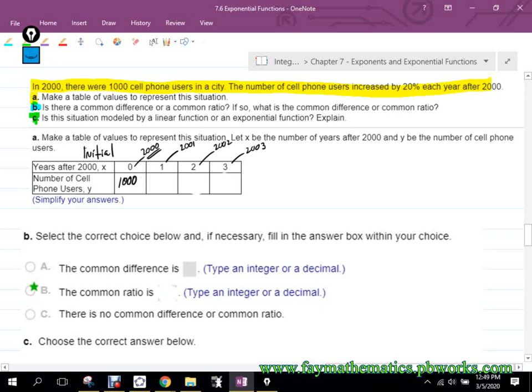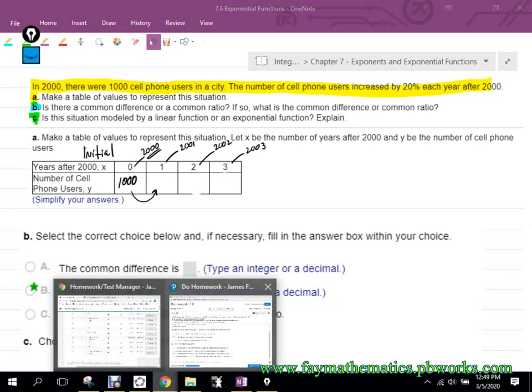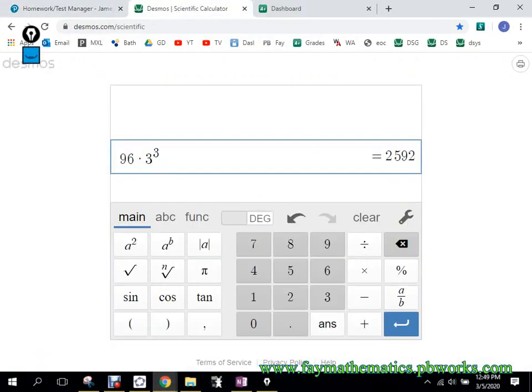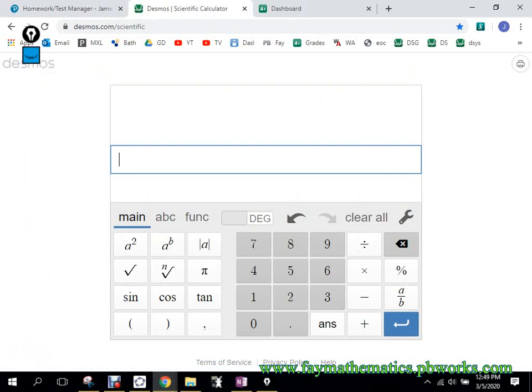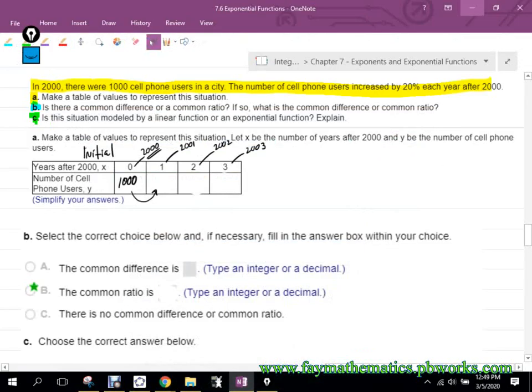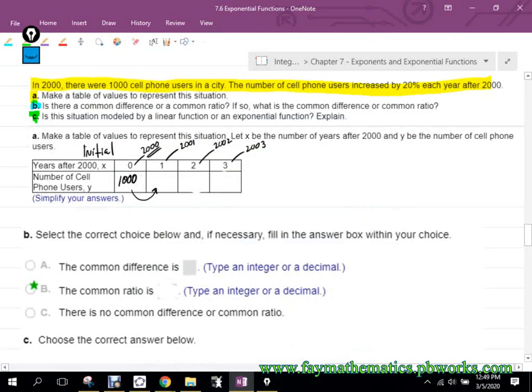1,000. Now it grows by 20%. So how do I figure out how many people are going to be in year 2001? Multiply 1,000 by 0.2. That's going to give me what? 200. So what do I put in that box? I'm going to have 1,200.